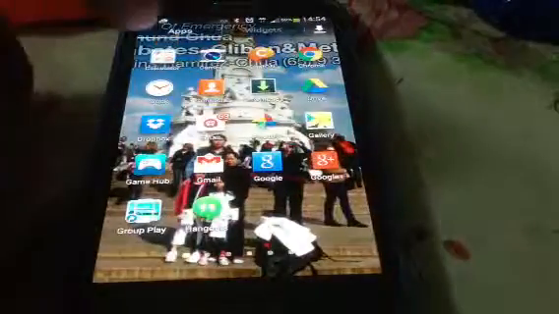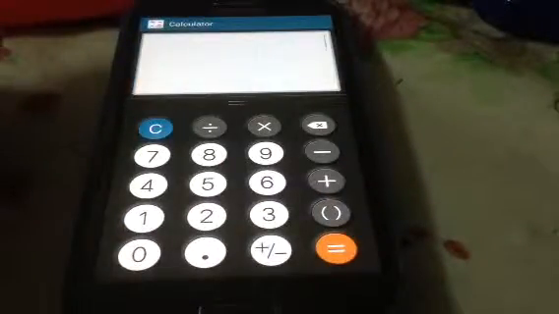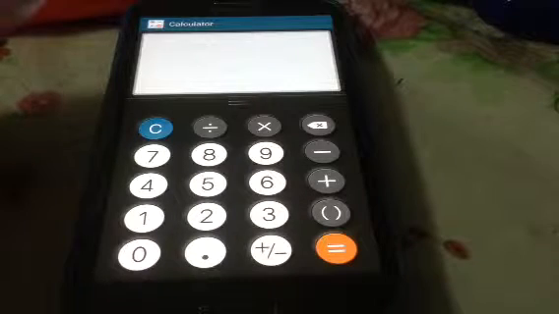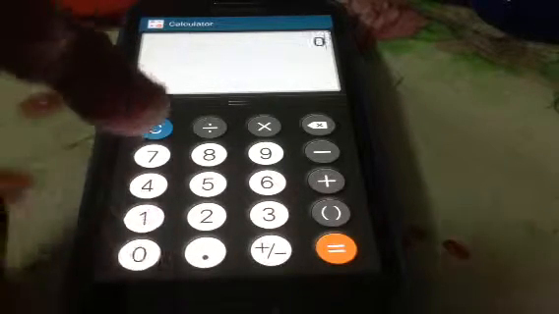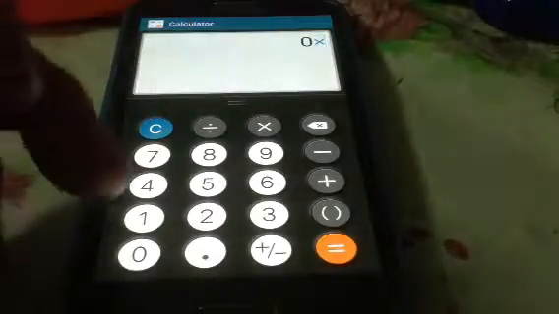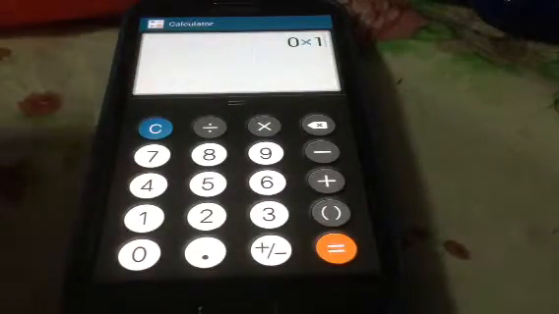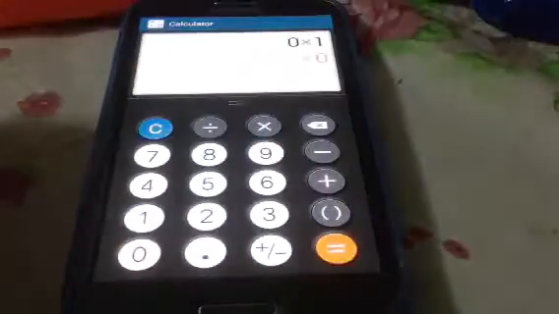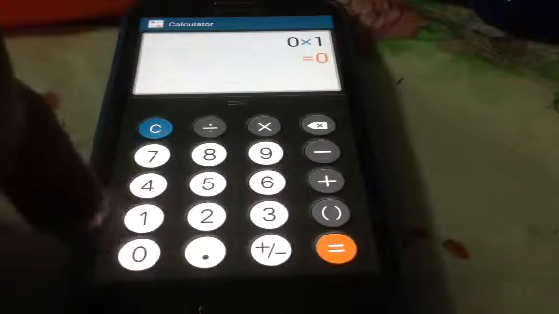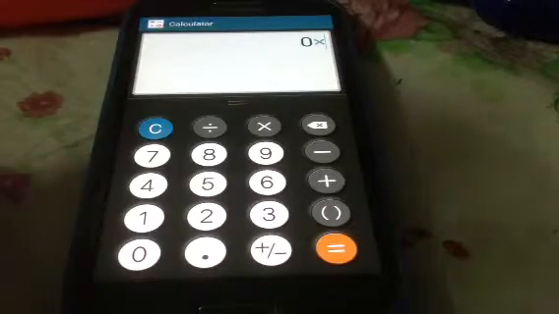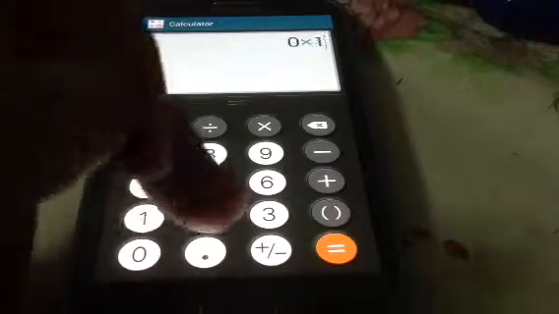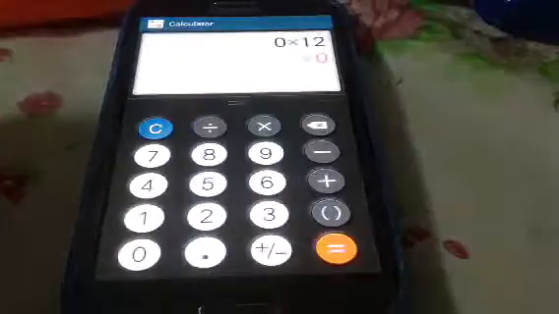Right, I'll just open up my calculator on the phone. We'll start off with 0 until 12. Basically, if you have 0 multiplied by a number, any number, you'll get a 0. It doesn't matter if it's 0 multiplied by 2, 3, 4 until 12, you'll still get a 0. That is to start off.